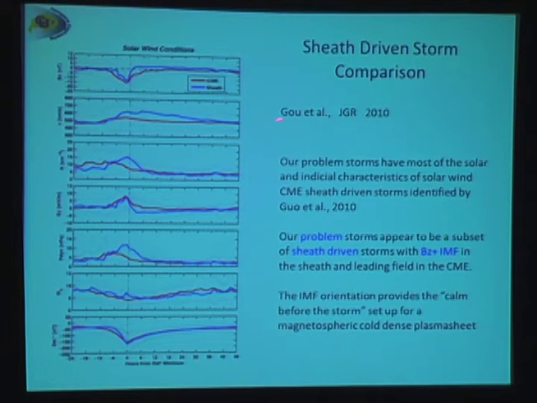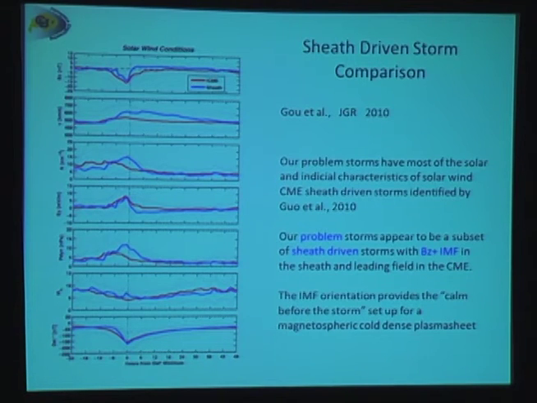Zhenpeng Guo et al. did a series of papers comparing what it is that drives geomagnetic storms, and he looked at not just the CME itself, but the CMEs that are fast and actually drive changes in the interplanetary magnetic field ahead of them. They're called sheath-enhanced or sheath-driven storms. They have the characteristics that I just described in terms of high density, in terms of high dynamic pressure.